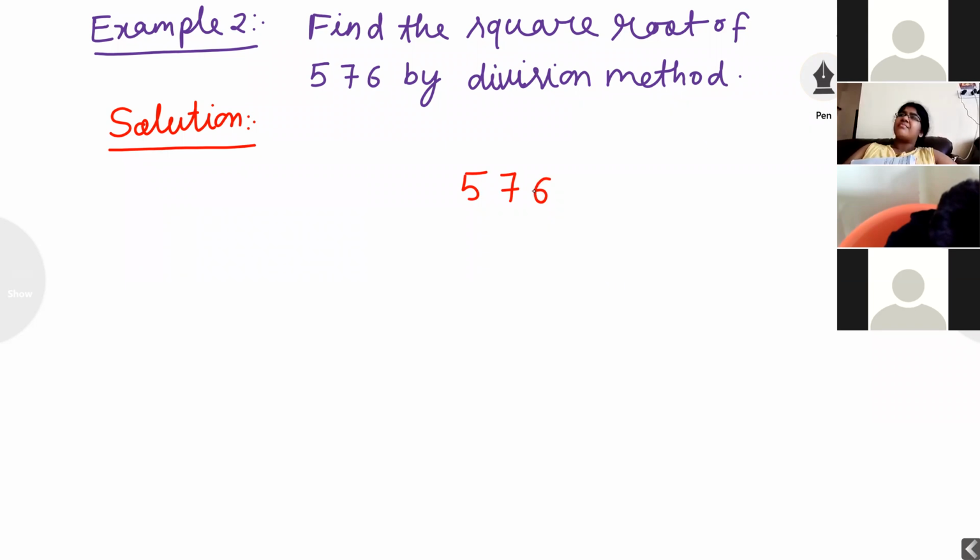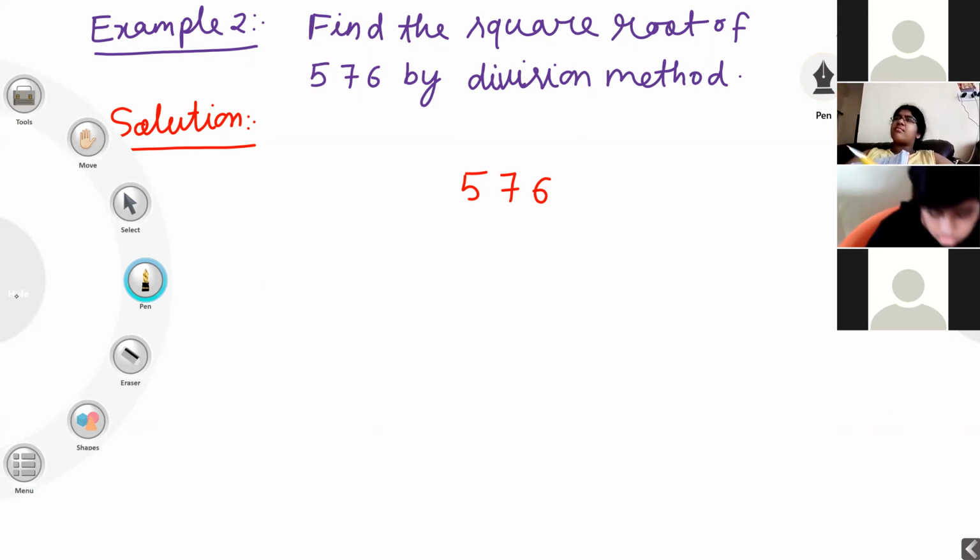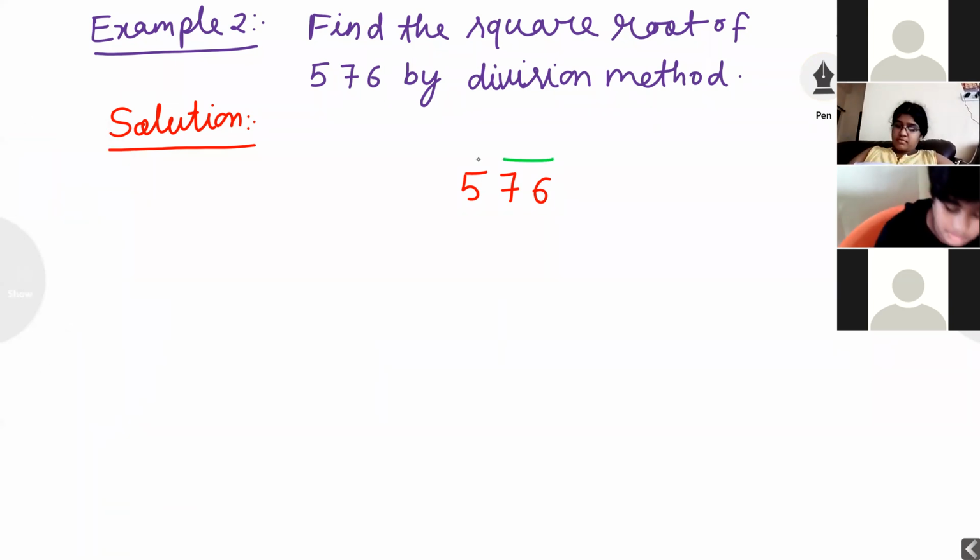Yesterday I explained to you, students. Firstly, I want to make pairs from the right side. So 76 is one pair and 5 is one pair. Now I want to find the square root of the given number. How to find the square root? Concentrate everyone. Don't write anything. Listen carefully.